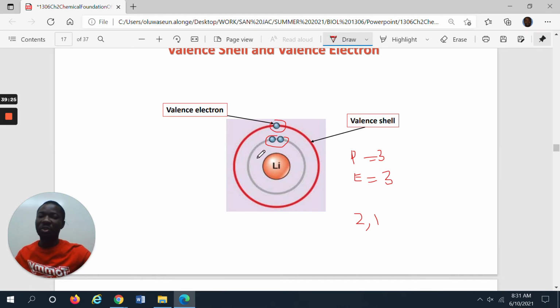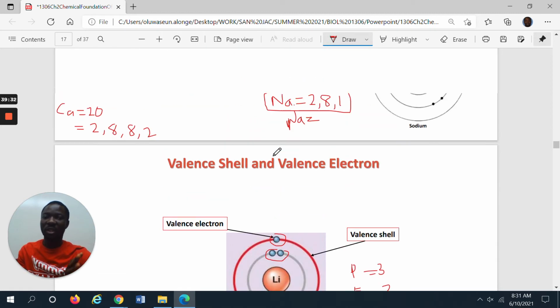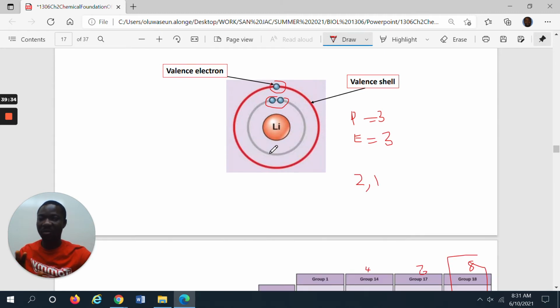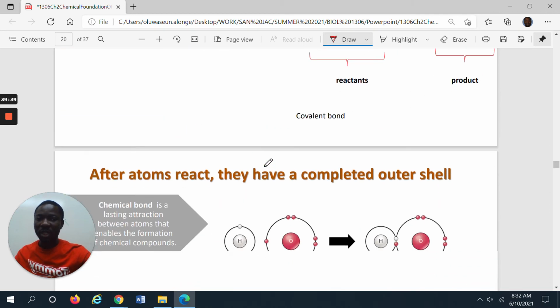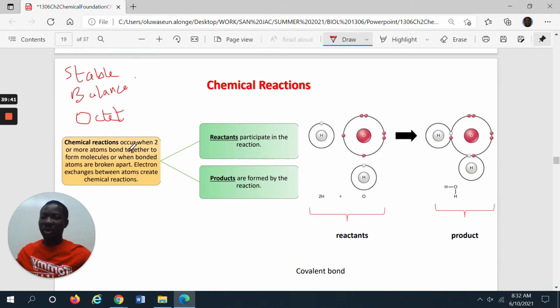All right. So when you talk about valence number, okay, let's go. Valence electrons are the number of electrons on the valence shell. Makes sense, right? Let's go now. Now, chemical reaction happens so that elements can become stable, they can become balanced, and they can attain their octet stage.